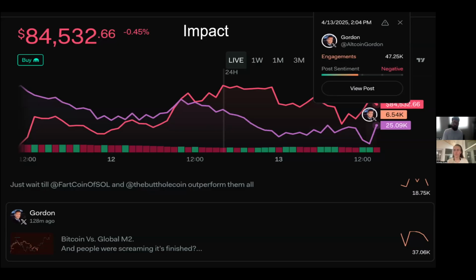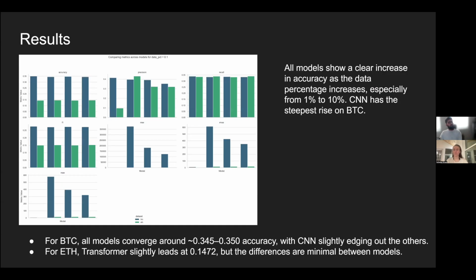Thank you, Nick. So moving forward, talking about the results that came out of all of our analysis, our accuracies were not that great, to be honest. We're looking at about 0.345 to 0.350, around that range for Bitcoin. And then for Ethereum, we're about 15% accurate. This, however, was at 10% data level.